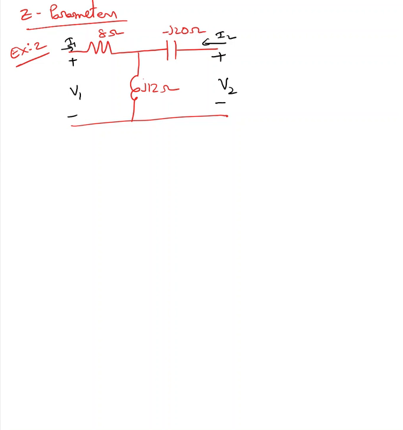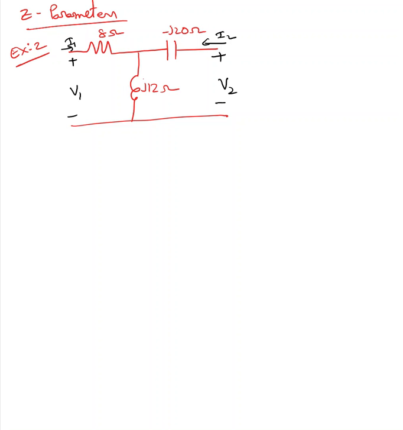Here is a second example. Here also he's asking about finding the Z parameters. You can see clearly what the network looks like. I have to say network all the time, not the circuit. Somehow I have been teaching circuits for long enough that it always comes out as circuit.